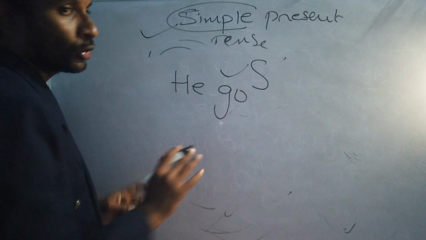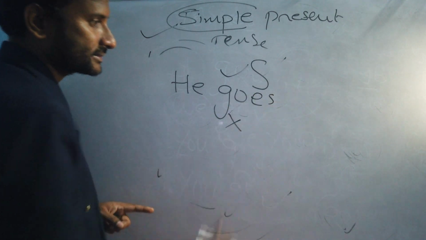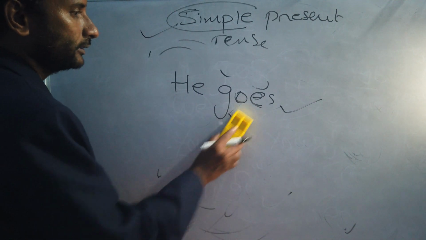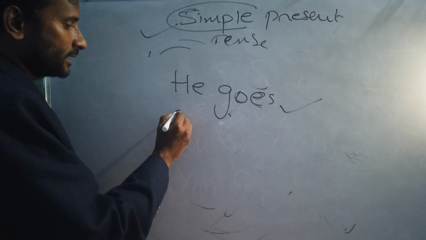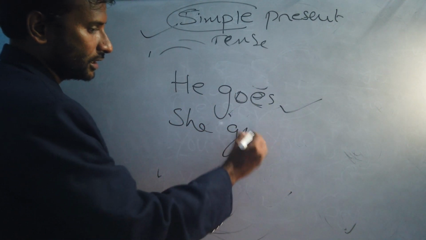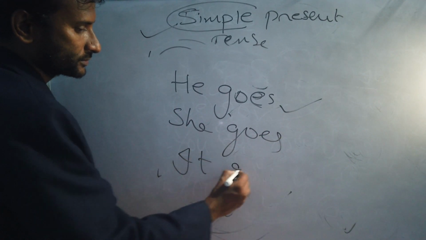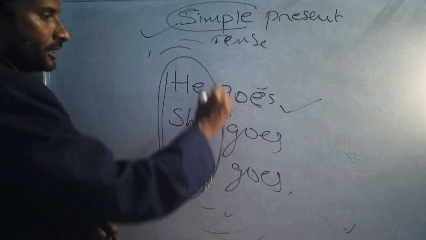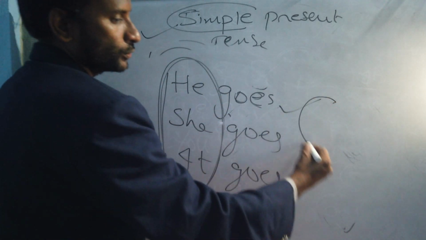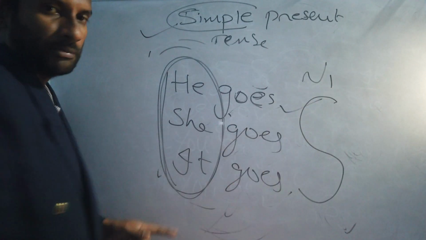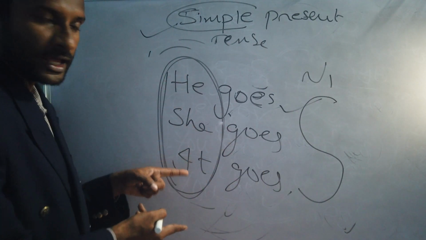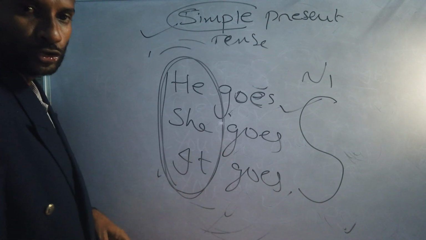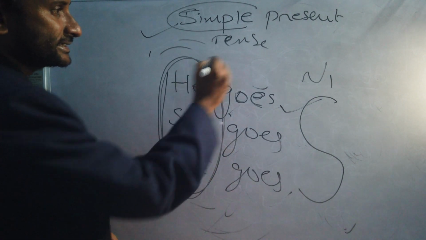He go, no. That's wrong. You have to add S. He goes, when you write like this it is correct. Then she goes. It goes. So this is the only one rule whenever you get he, she, it in simple present tense: you have to add S to V1. Remember, don't forget, I have to say it again and again because people usually forget while they talk English. So with this, we will go to third person plural, that is they.